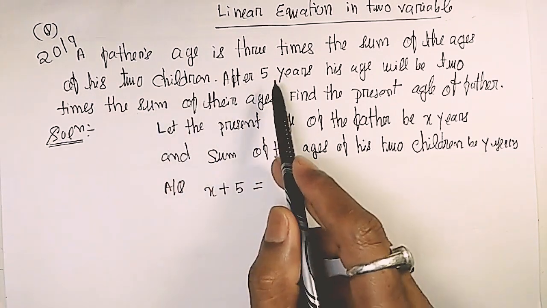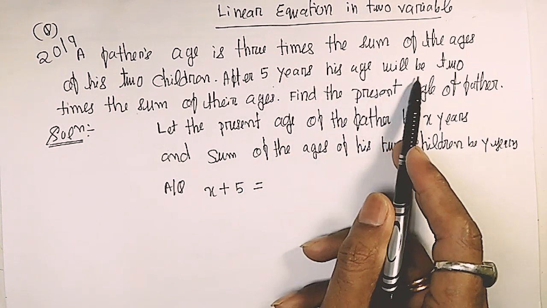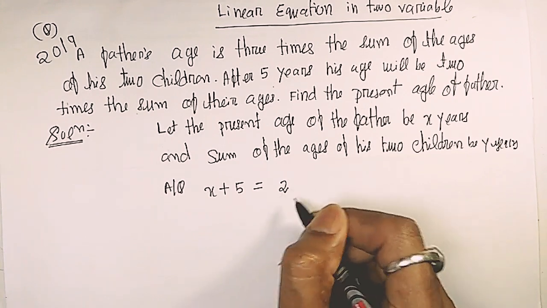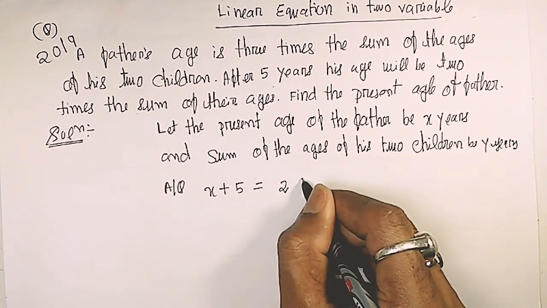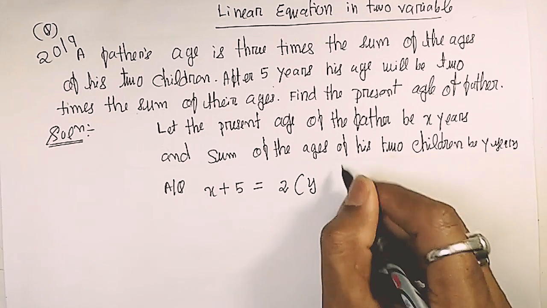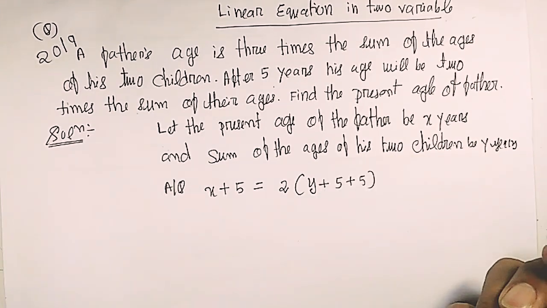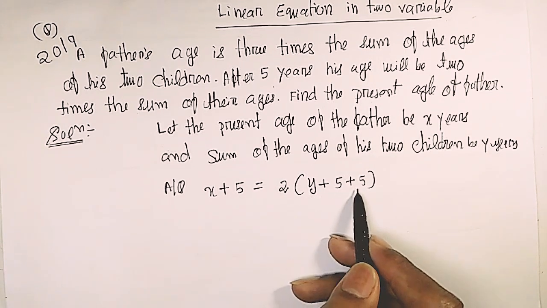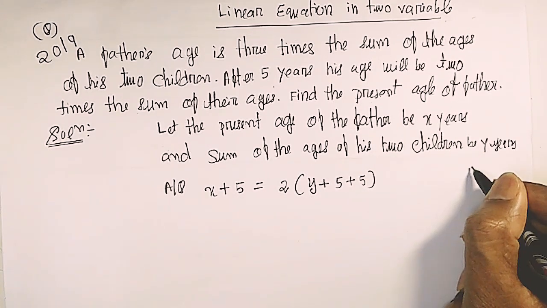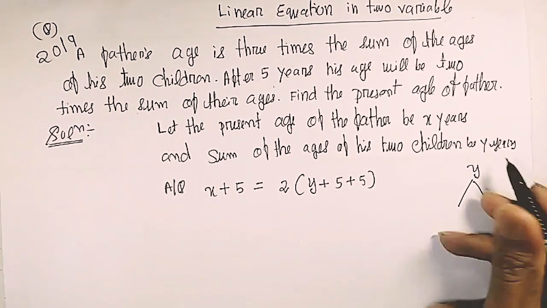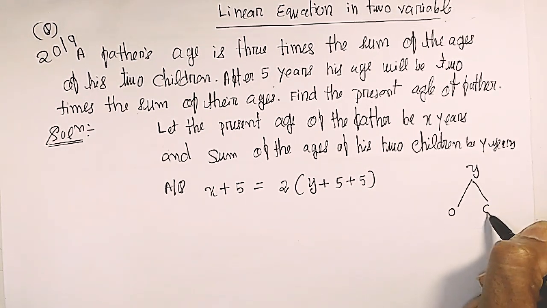So after 5 years, his age will be 2 times the sum of their ages. So 2 times the sum of their ages should be 2 times y plus 5 plus 5. Why is it y plus 5 plus 5? Because y represents the sum of the ages of the 2 sons.